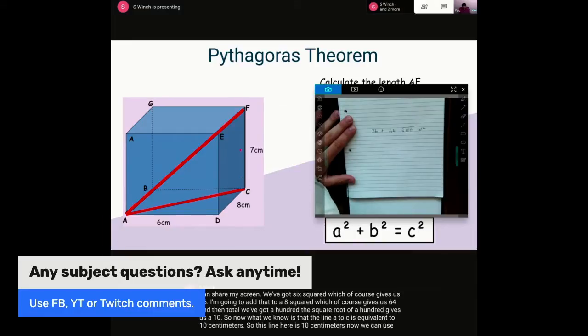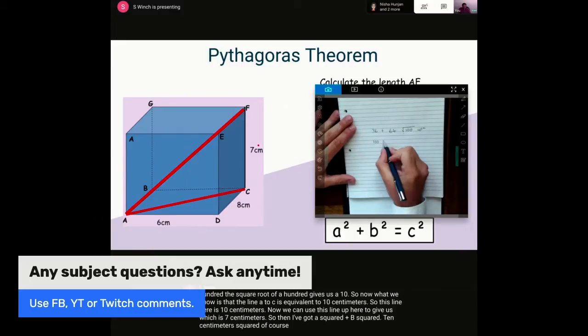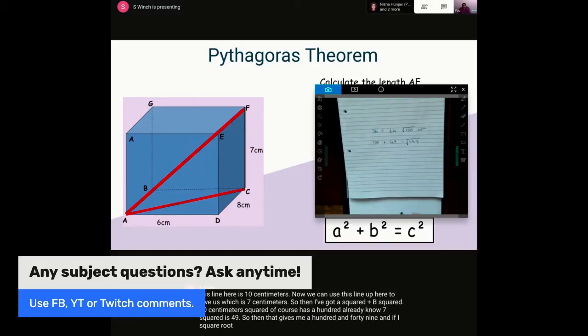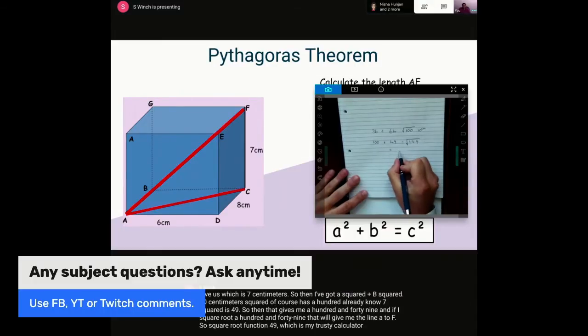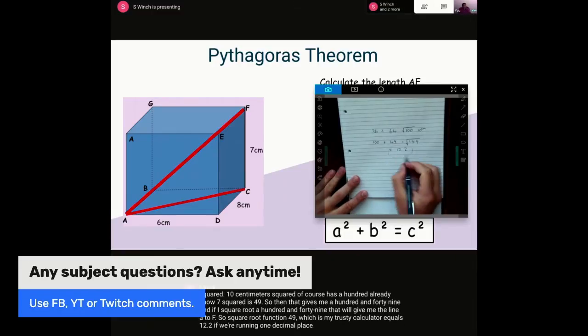Now we can use this line up here, which is 7 centimeters. So then I've got A squared and B squared. 10 centimeters squared, of course, is 100. 7 squared is 49. So then that gives me 149. And if I square root 149, that will give me the line A to F. So square root 149, which is my trusty calculator, equals 12.2 if we round to one decimal place, and that would be the line A to F.